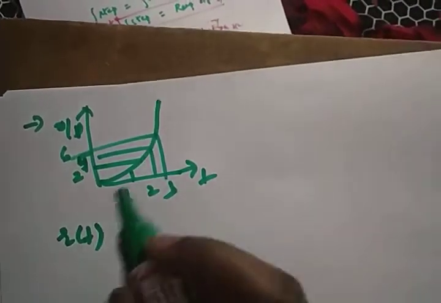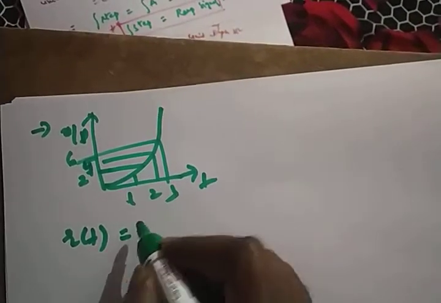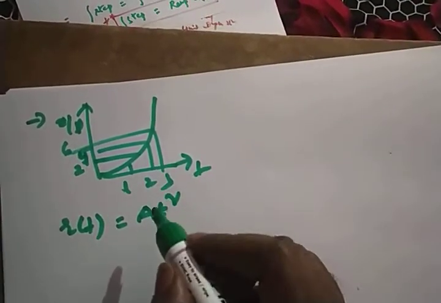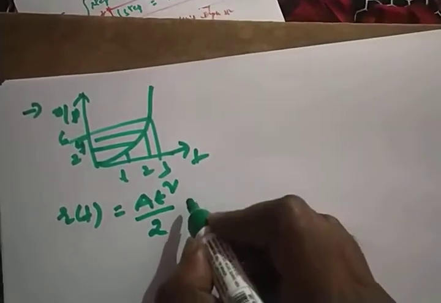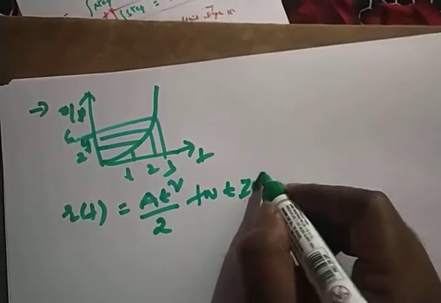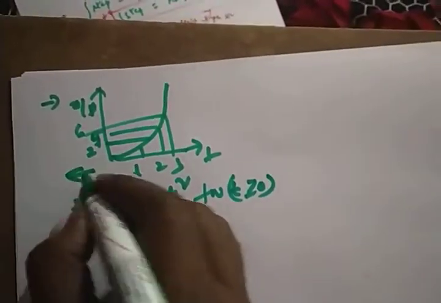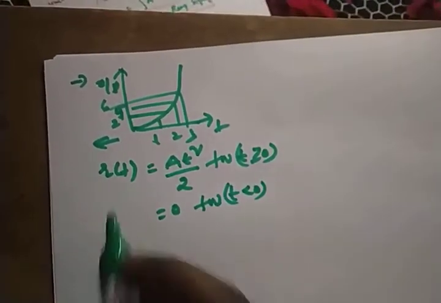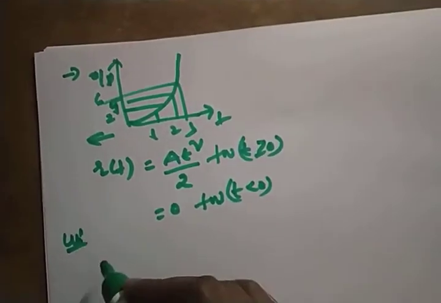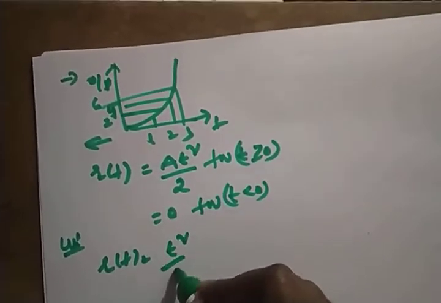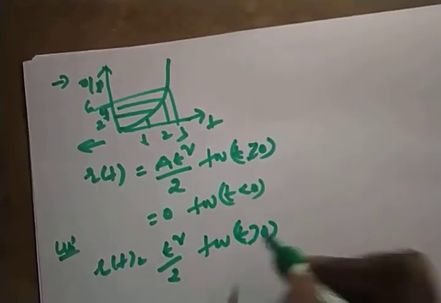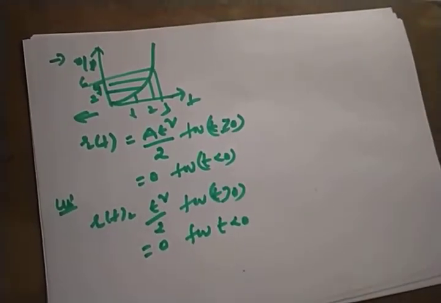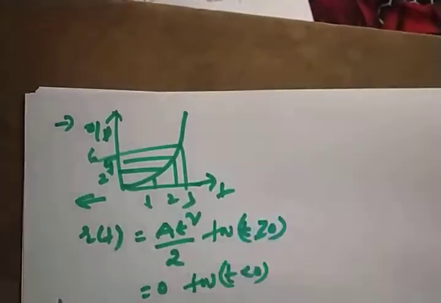So R(t) is equal to, what is the fundamental equation of a parabola? y = mx squared. R(t) = At squared by 2 for t greater than or equal to 0, and equal to 0 for t less than 0. For a unit parabolic, what is the equation? R(t) = t squared by 2 for t greater than or equal to 0, equal to 0 for t less than 0. Now this is about the parabolic signal.